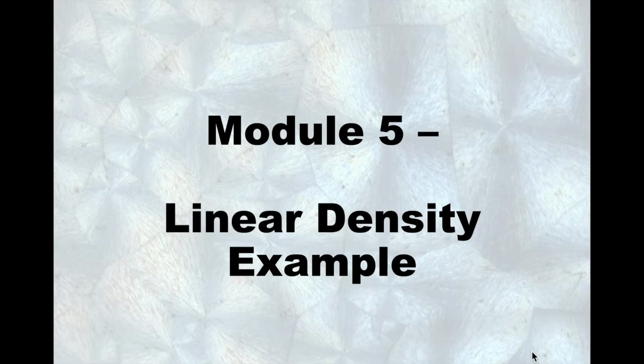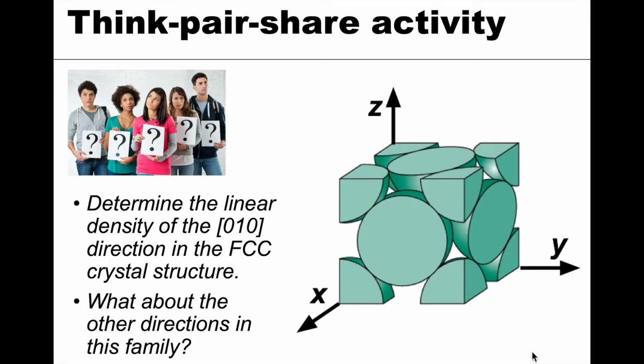All right, so let's go through an example of calculating the linear density for a direction. So here is our system. We are going to determine the linear density of the 0, 1, 0 direction. So it's actually the same direction we just talked about in the previous module. But in this case, we're going to do it for the FCC crystal structure.